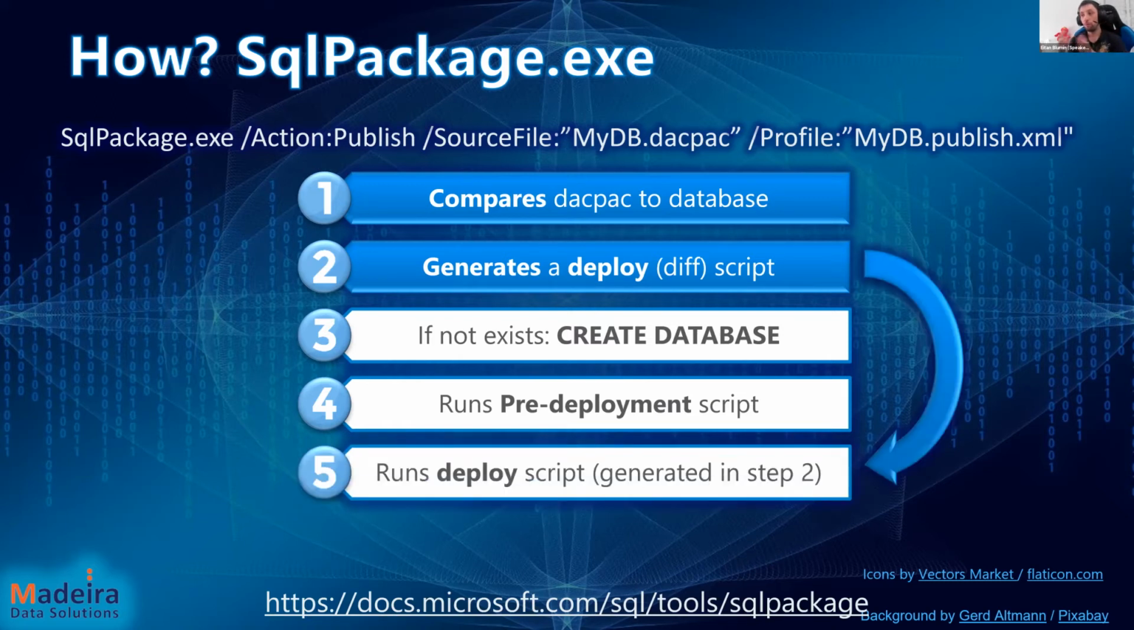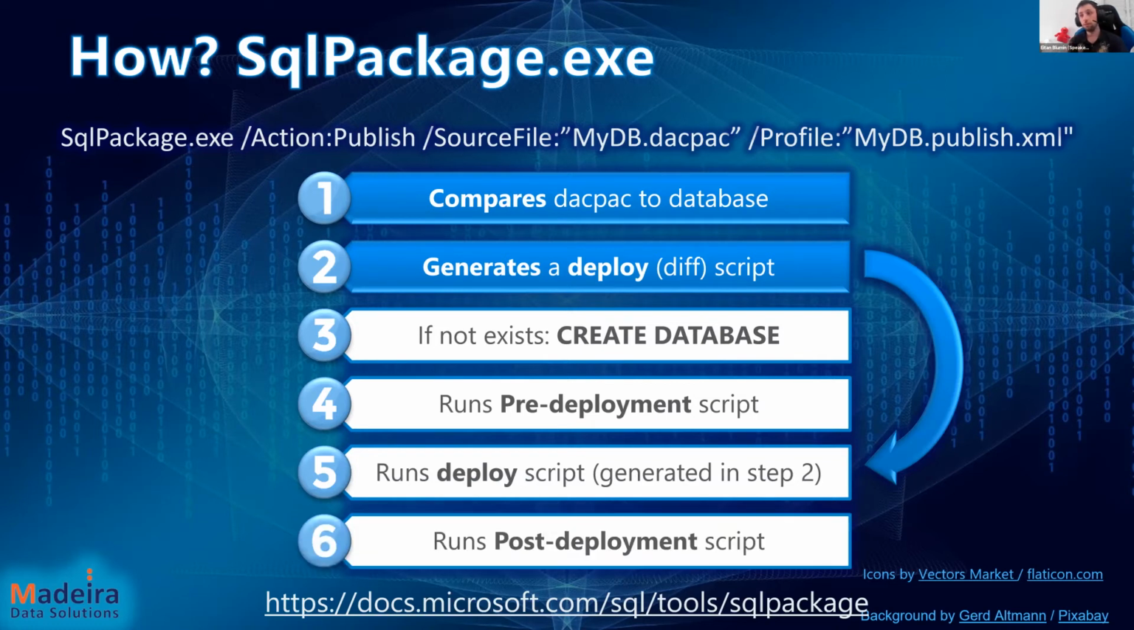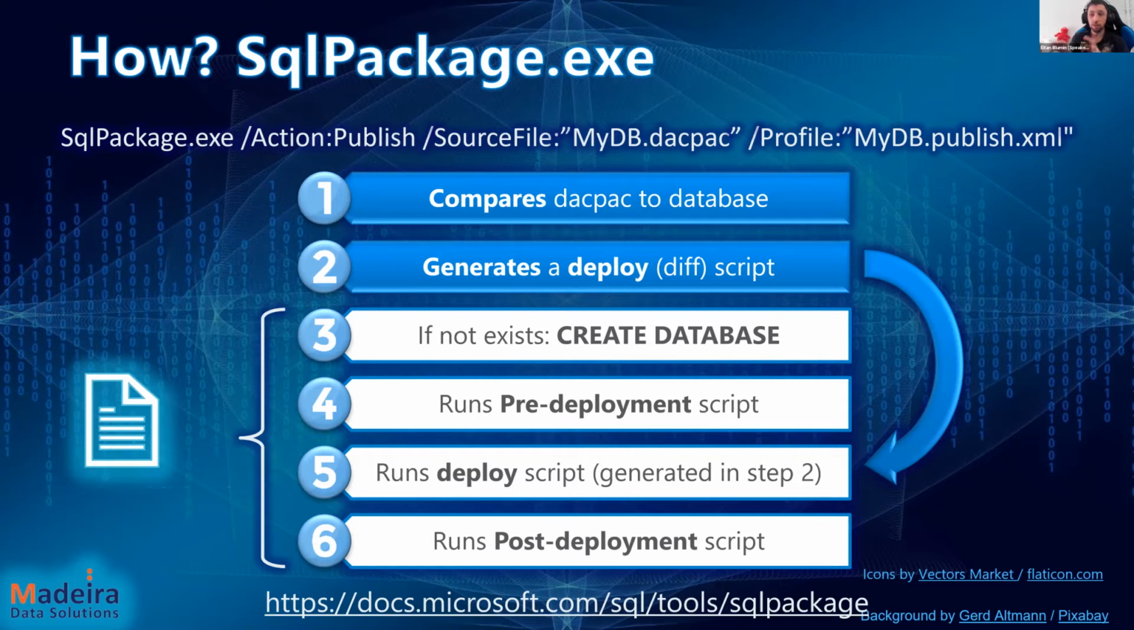Next, it runs the deploy script or the diff script generated in the second step. And then it runs the post-deployment script. And everything marked in white, that is what would be included in your final publish script.